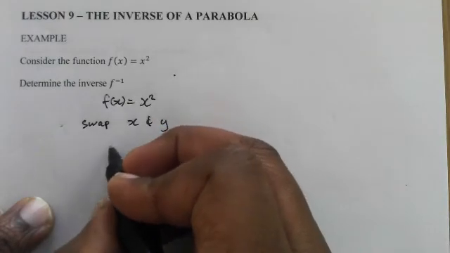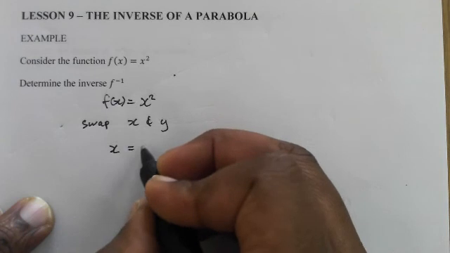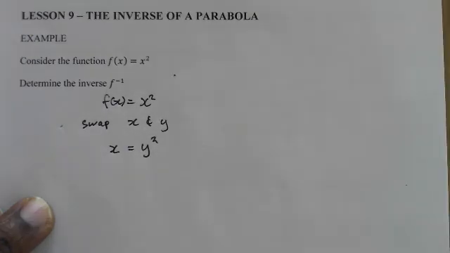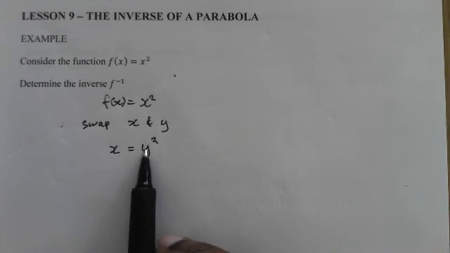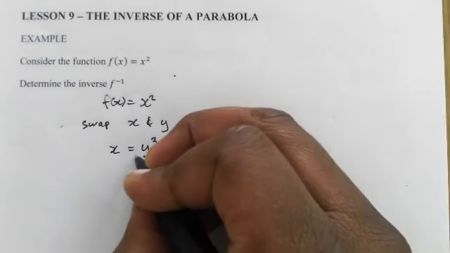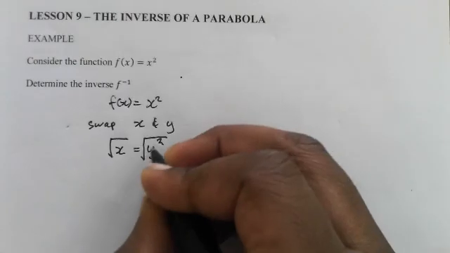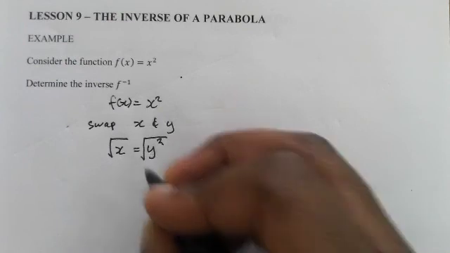Okay, so that means where there is y, I now put x, and where there is x, I now put y. That's what you do. Okay, so now if I want to solve for y, what happens? I'm going to take the square root, right? So I'll take the square root here and take the square root there because I want to solve for y. So to remove the square, take the square root.